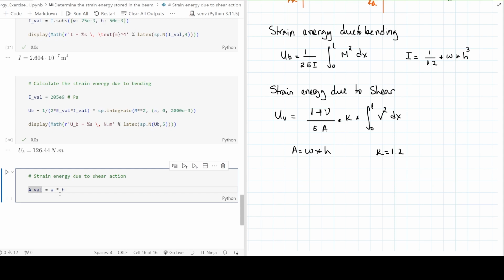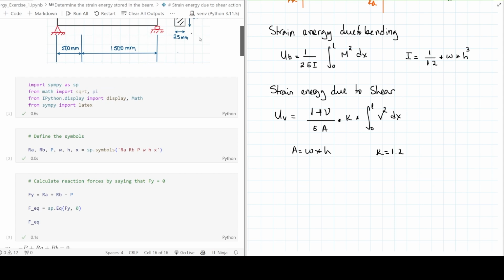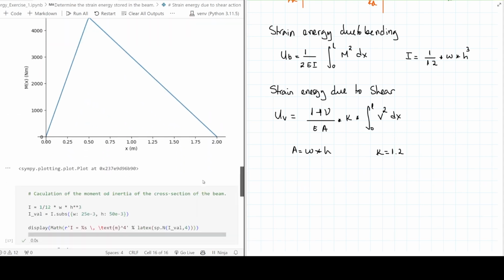Let me just keep consistency. And then this is going to be this. And then I'm going to say, well, the value is actually going to be the area. And then I'm going to substitute. Yeah, width is 25 millimeters, H is 50 millimeters, that's correct. Then I have K value, I'm just going to write it down directly here. And I have the Poisson's ratio value, it's going to be 0.3. And I believe I don't even have it as a symbol either. All right, so let's do it.